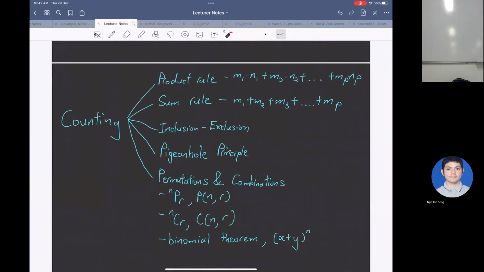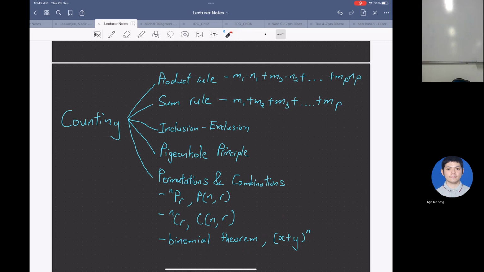Okay, so after midterm, the topic is counting. In counting, we have product rules, sum rule, inclusion-exclusion principle, pigeonhole principle, and permutation and combination. Inside permutation and combinations, we have binomial theorem. Make sure you know how to use binomial theorems.